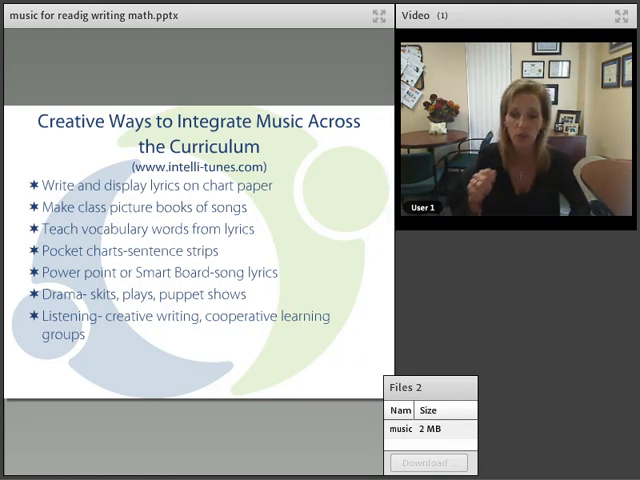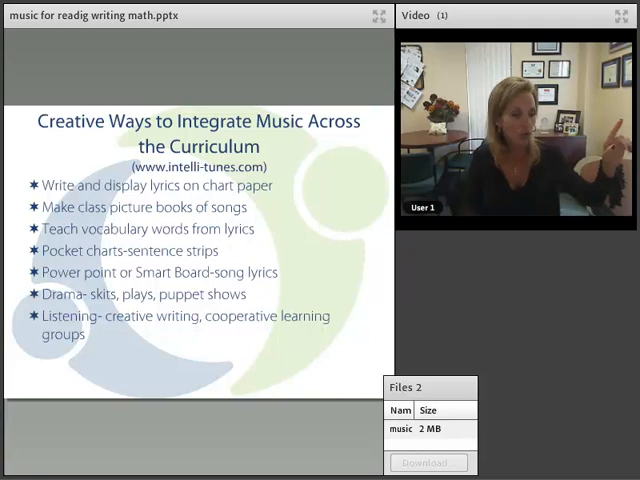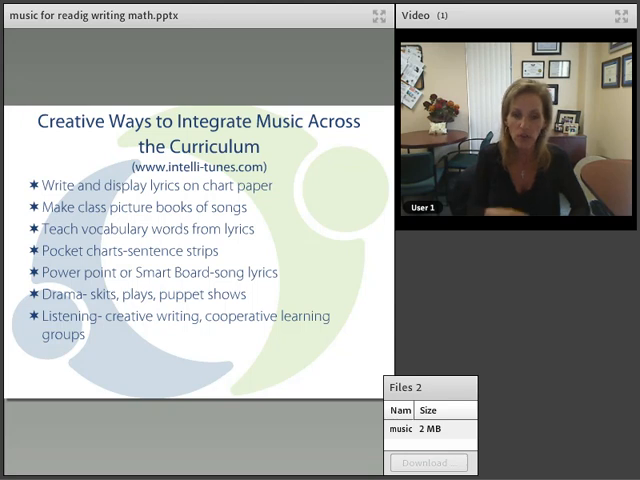Write the lyrics to your child's favorite song on that chart paper. And when they sing it, you're going to be like the old-fashioned follow the bouncing ball and have them track the words, the lyrics to their favorite song on the chart paper. All right, you might even use some picture symbols to support the lyrics at the beginning while they're learning to make the association with the words that they're singing and the words that they're seeing on the paper. You could also teach vocabulary words from lyrics.